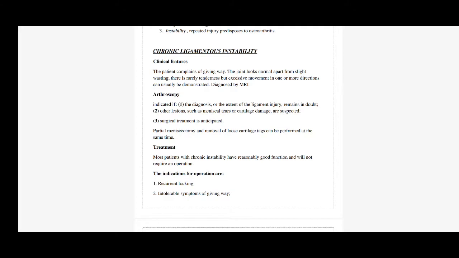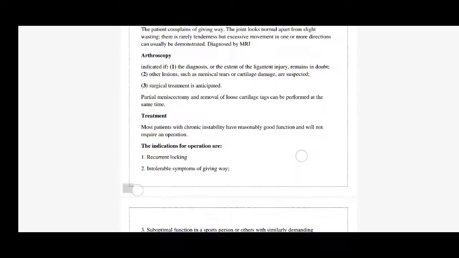Number one, if the diagnosis or extent of the ligament injury remains in doubt. Number two, if other lesions such as meniscal tear or cartilage damage are suspected, especially in the setting of acute ligamentous injury, sometimes associated with osteochondral injury. Number three, if surgical treatment is anticipated. Sometimes we call the arthroscopy diagnostic and therapeutic. Partial meniscectomy and removal of loose cartilage tags can be performed at the same time.